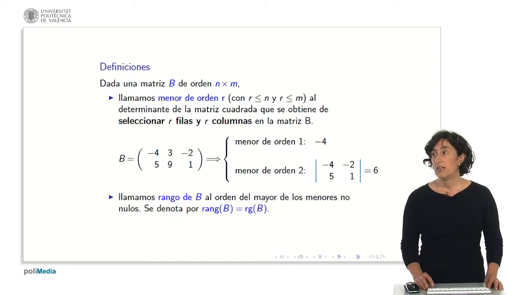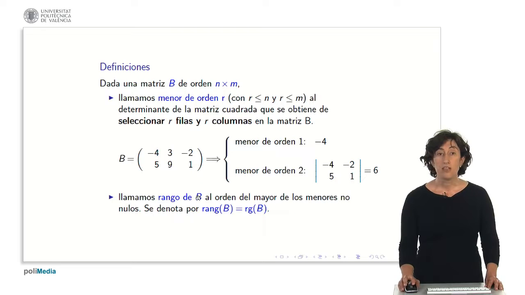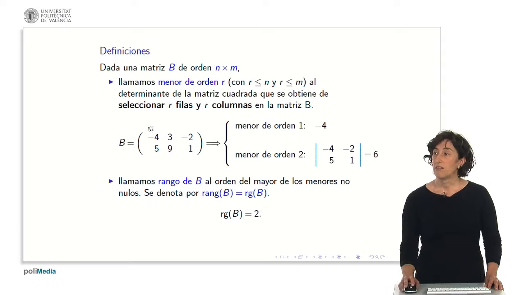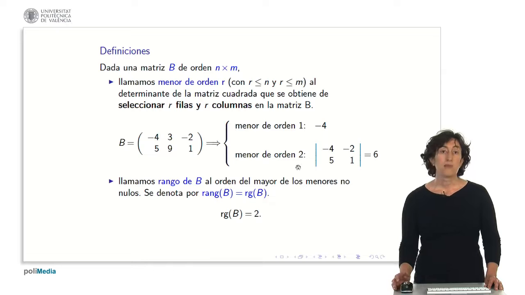If we want to talk about the rank of the matrix B, then the rank is defined as the order of the largest of the non-null minors, the highest order that we can build such that the minor is non-null, and it will be denoted rank of B or rg of B. For example, for the matrix B that we have worked with before, the rank is 2 because we have been able to find a minor of order 2 different from 0, and it is the highest that we can build, since we can't build minors of order 3 as we said before. Therefore, the rank of the matrix B would be 2.